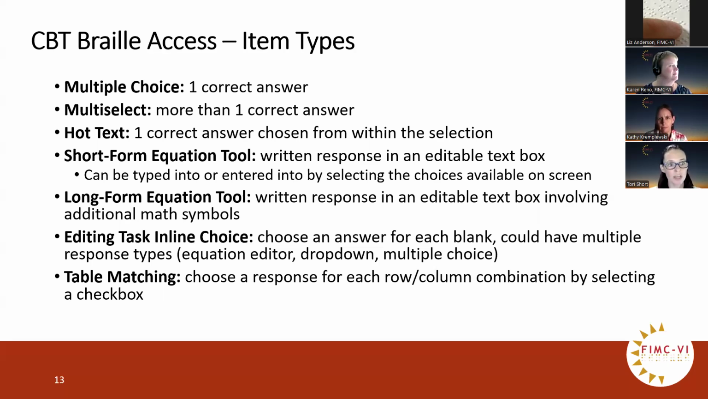And in this question type, it could have multiple response types. There could be an equation editor, a drop down, a multiple choice, or some type of combination along those lines. And table matching, where a student chooses a response for each of the row column combinations by selecting a checkbox. And as with hard copy Braille, not all item types can be made accessible. So these are the item types that we're starting with.